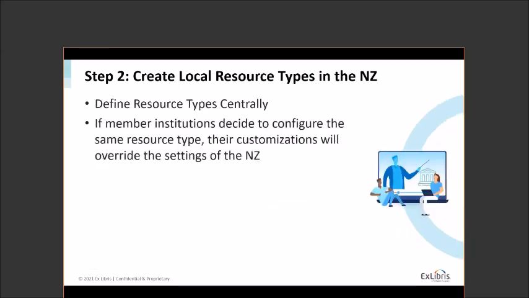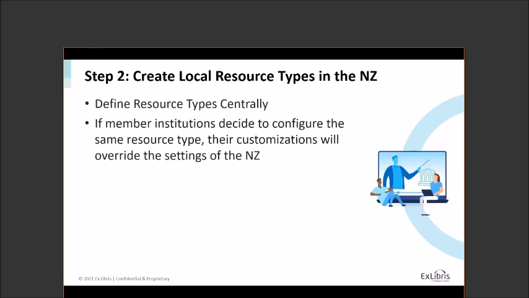After we have determined which local resource types are needed by all, you may begin their configuration in Primo VE. For local resource types that are required by all institutions, we recommend that you create them in the Alma network zone and distribute these fields to all member institutions. For local resource types that are required by specific institutions, we recommend that you create them in the specific institution.